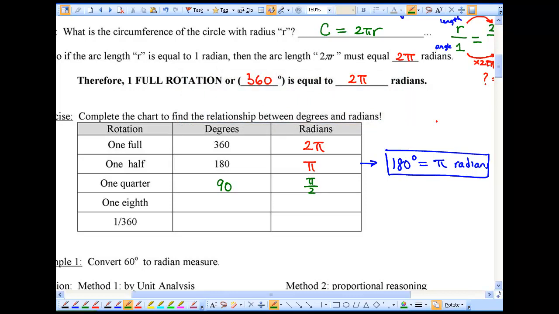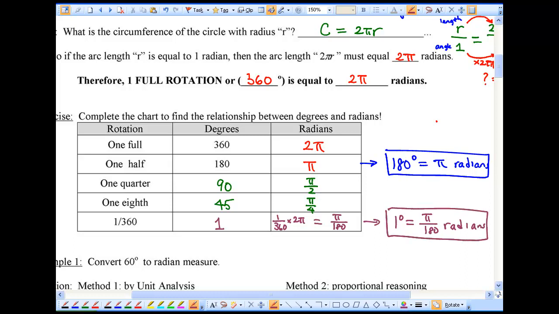An eighth would be 45 degrees, and then it would be pi over 4. And ultimately, if I asked you for 1 degree, that would be 1/360th of a rotation. So over here, this would be 1/360th of 2 pi, and that simplifies just to pi over 180. So some textbooks will say this: 1 degree equals pi over 180 radians.